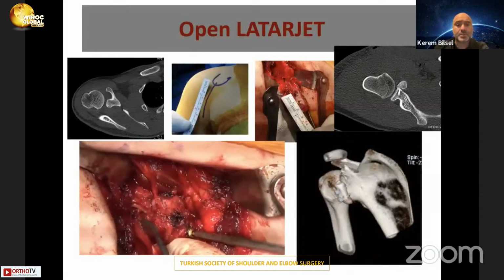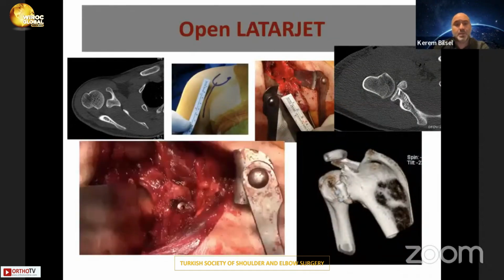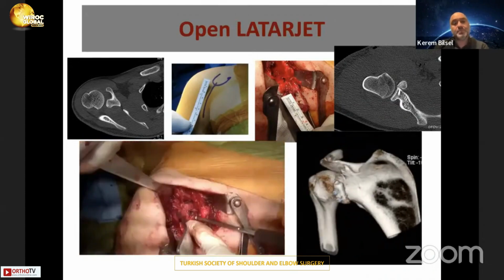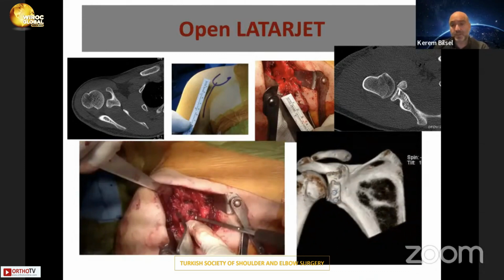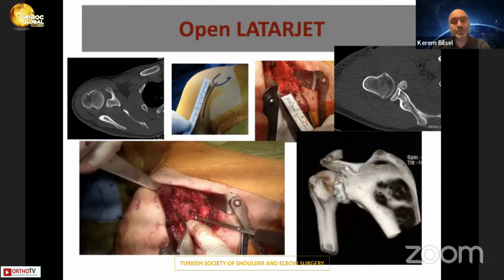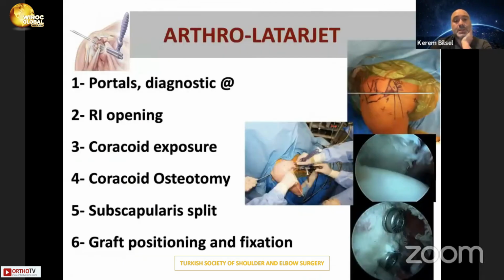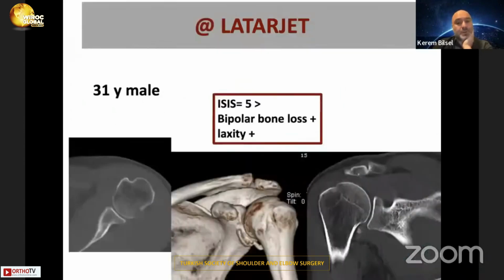We can do the Latarjet procedures open. It's very effective, and when we start to do this procedure, we always have to start with the open one to be able to make this procedure. The arthroscopic one, I started to do 10 years ago, and it's a little bit demanding and a long learning curve. And it has some steps like an open one.